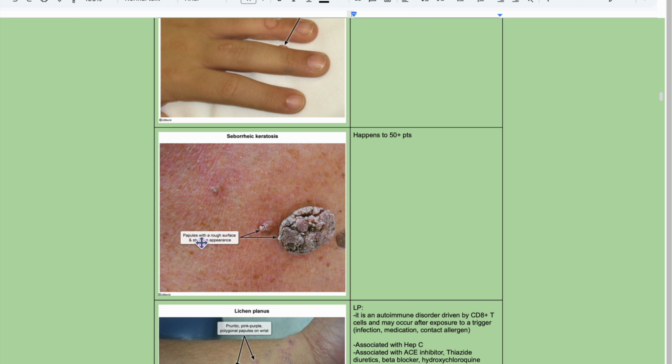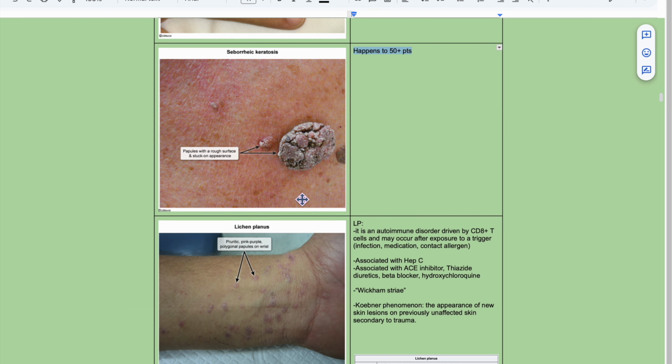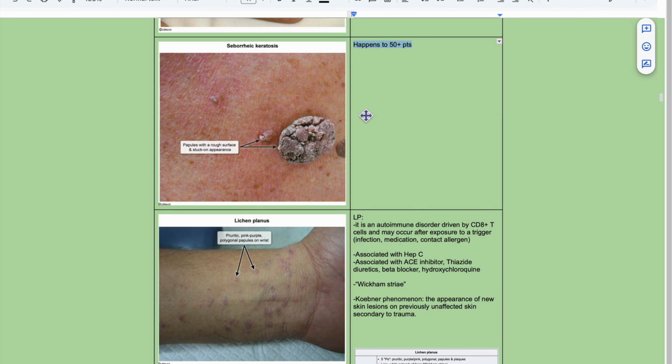Seborrheic keratosis, papules with a rough surface and stuck-on appearance. This was very popular in Step 1 UWorld, I remember. Happens to patients over 50 years of age, okay, in the sun exposed part of the body.